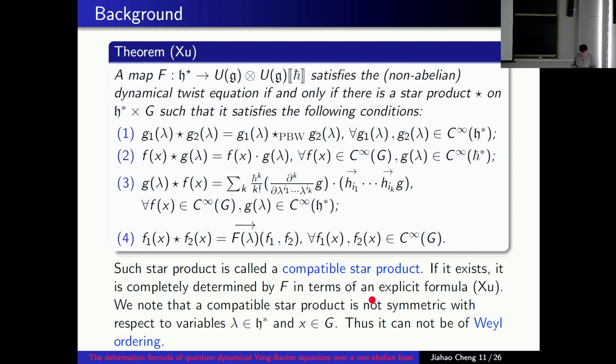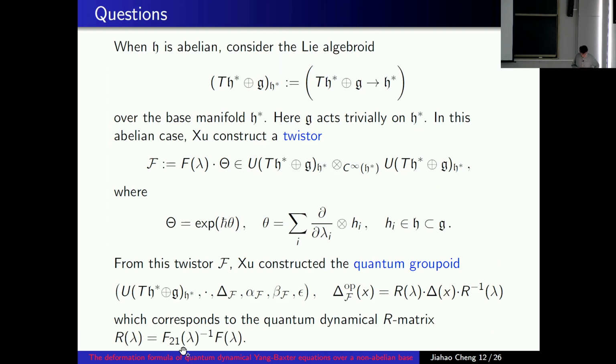But one has to pay attention: you can see that this star product is not symmetric with respect to this variable. You can see the formula. f(x) times g(lambda) equals the usual multiplication, but g(lambda) times f(x) equals something complicated, right? So this is not symmetric with respect to these two variables, so this cannot be Weyl ordering. We just make a remark.